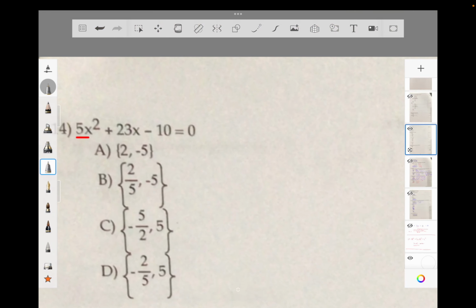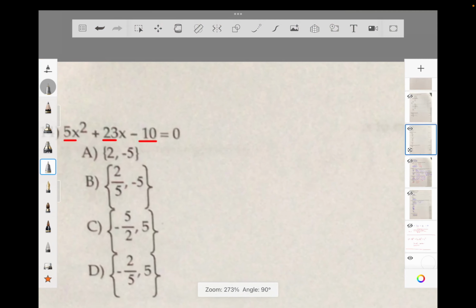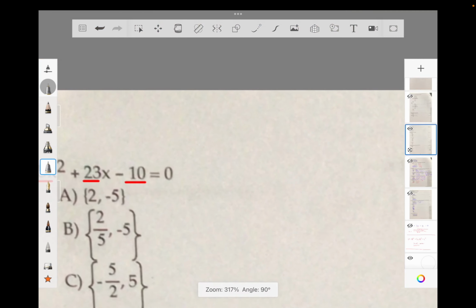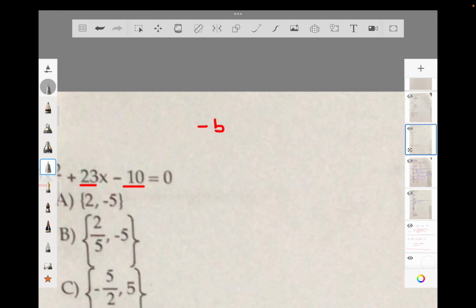So this is our A, this is our B, and this is our C. Remember that the quadratic formula is minus negative B squared over 4.